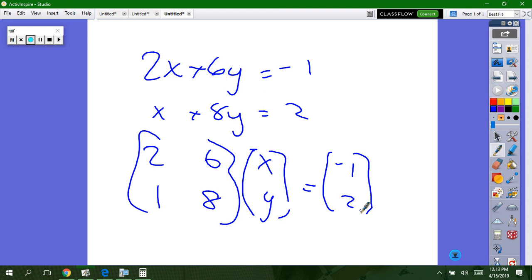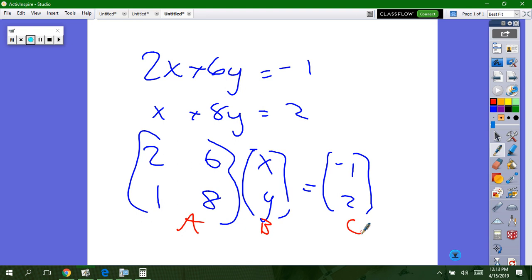Now, the reason why this happens is I'm going to call this matrix A, this matrix B, and this matrix C. Okay? Now, ladies and gentlemen, how do we want this x, y, don't we? We want to solve for that, don't we? How do I get rid of this matrix? Not half, we times by its inverse.